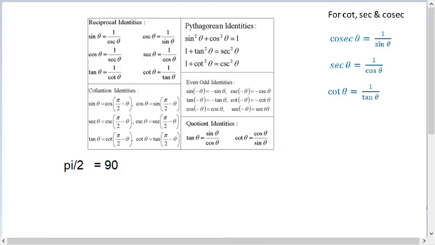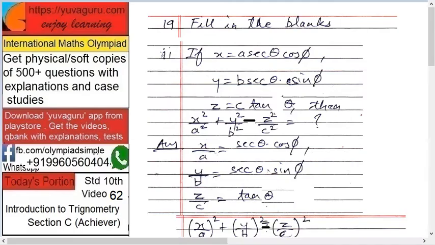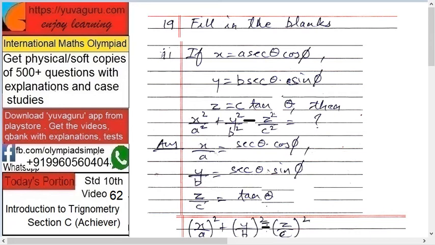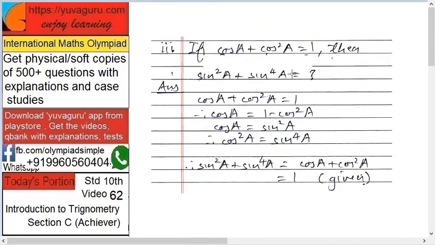Why? See these identities, 1 plus tan square theta equals sec square theta. Okay, so sec square theta minus 1 will be tan square theta. So the required answer is 1. Okay. Next, same, fill in the blanks.